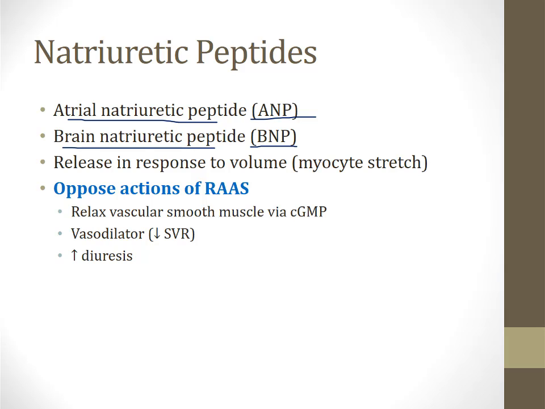It is released by ventricular myocytes. The stimulus for release of these peptides is volume in the heart, which leads to myocyte stretch. And it's believed that these peptide systems evolved to oppose the RAS. They have effects that are opposite of the RAS.